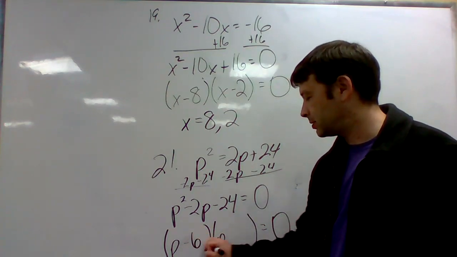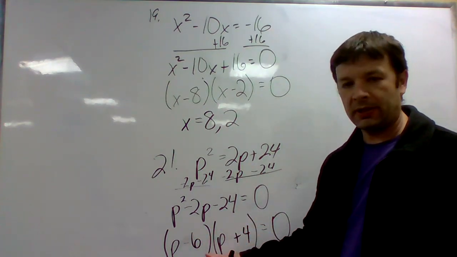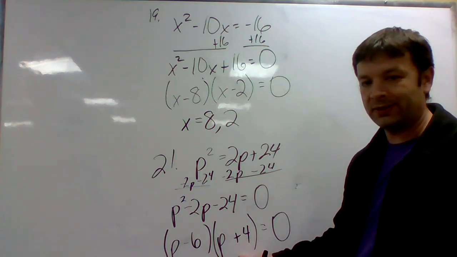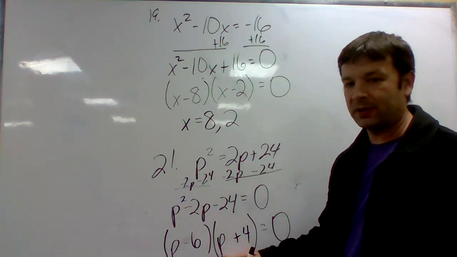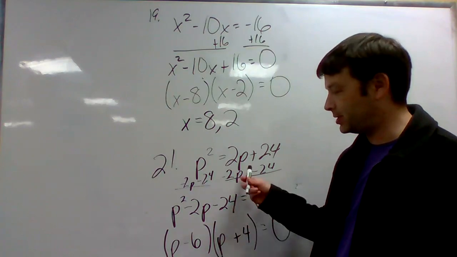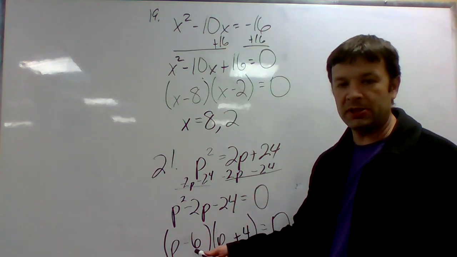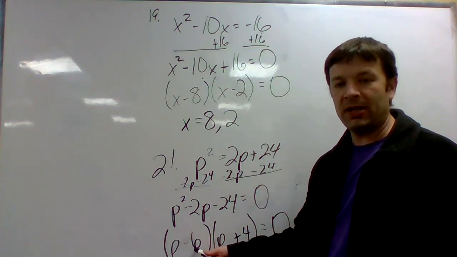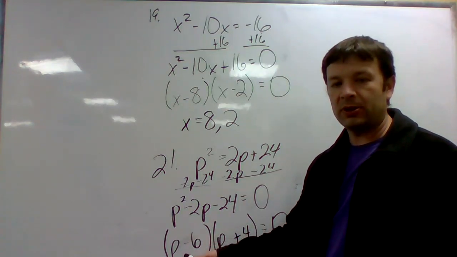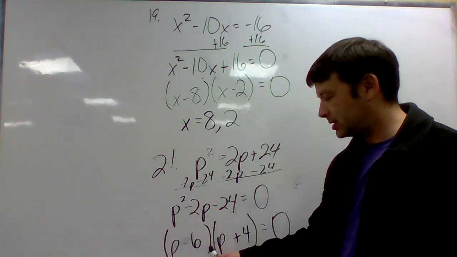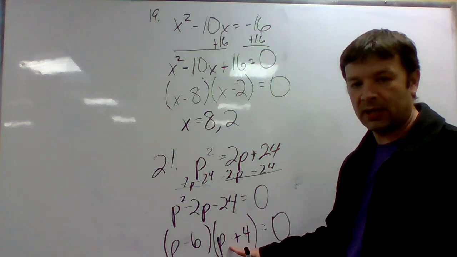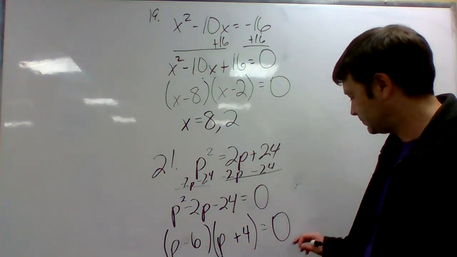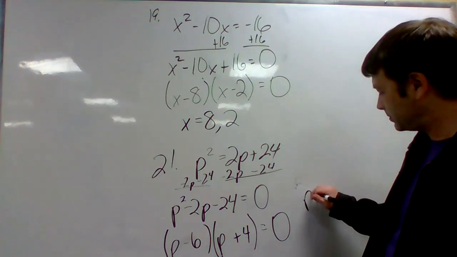So, okay, remember, this is not the final answer. If you gave me this, I'd have to take like half off, which stinks because you did the hard part. The easy part is the end. So p minus 6, so what could p be? 6, positive 6, and negative 4. Let's put it over here.